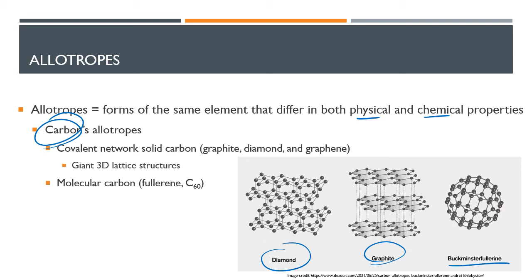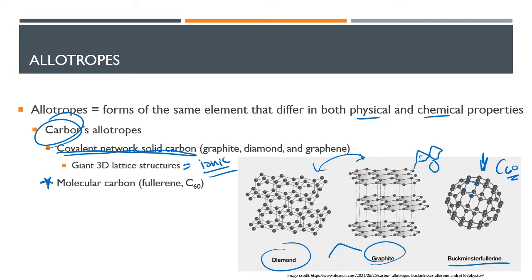Diamond and graphite are what we call covalent network solids. They have giant three-dimensional lattice structures, a lot like ionic compounds. And so they don't have just a molecular shape. Fullerene has a molecular shape where in this guy, there's like a start and a stop. It is exactly 60 atoms of carbon, no more, no less. These guys can build on each other indefinitely.